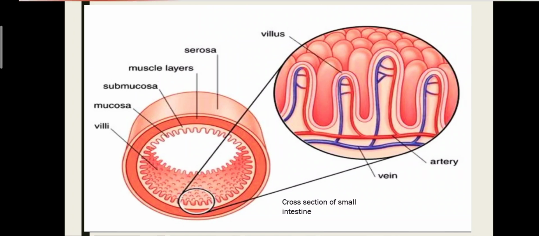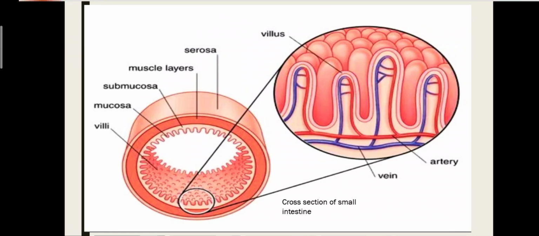Singularly, it is called a villus. It is projecting into the intestinal cavity. These villi are projected into the intestinal cavity. These villi further increase the surface area of the small intestine.